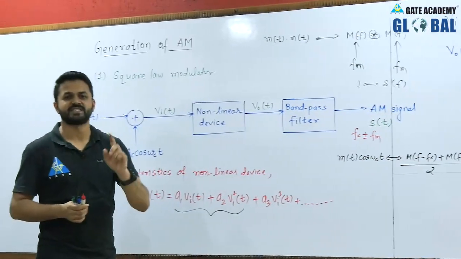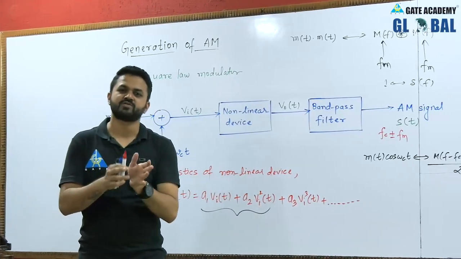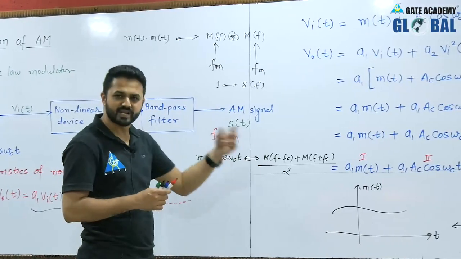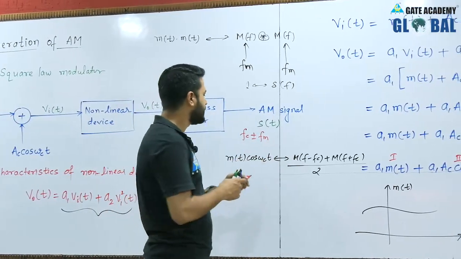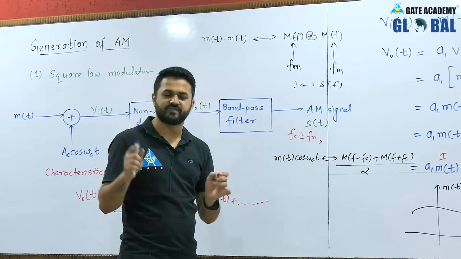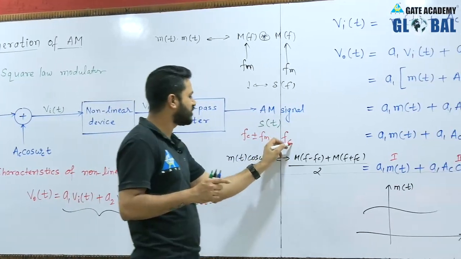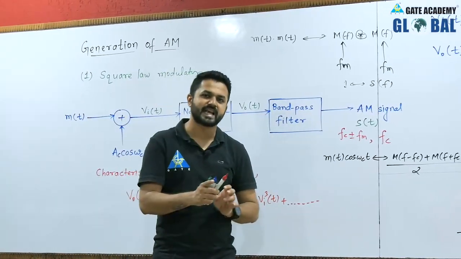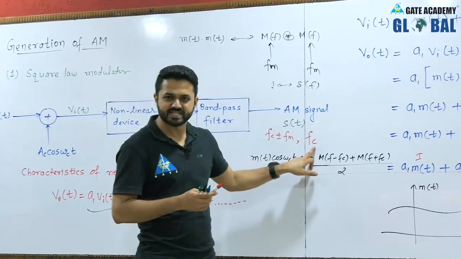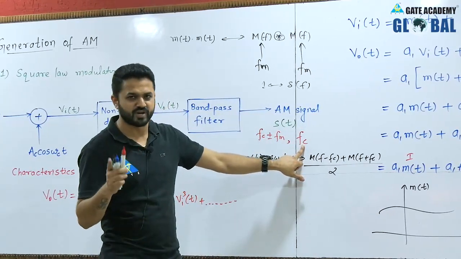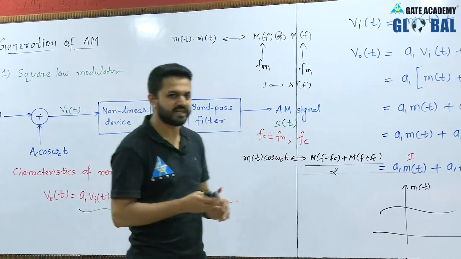Because the carrier frequency is fc, the double sideband should be centered about fc. So that's why we get fc plus fm and fc minus fm. And we should also get the carrier frequency, that is fc, because this is an AM signal which will have two sidebands plus carrier, so the carrier has frequency fc. So we should get the component at fc, and fc plus minus fm.